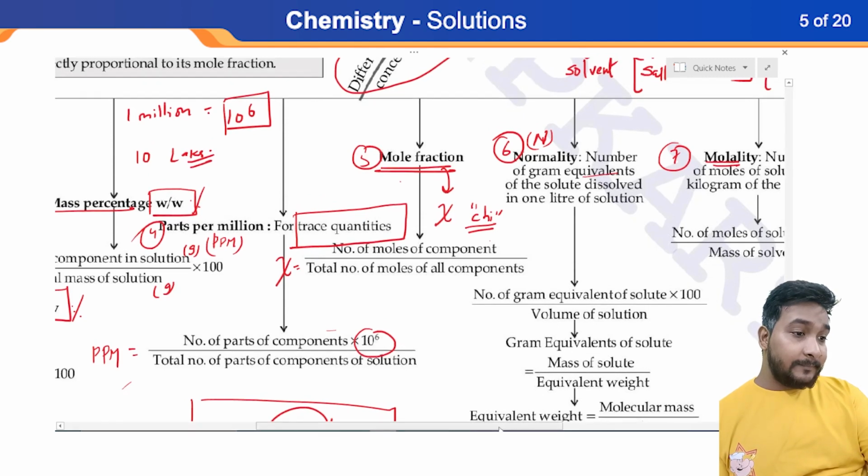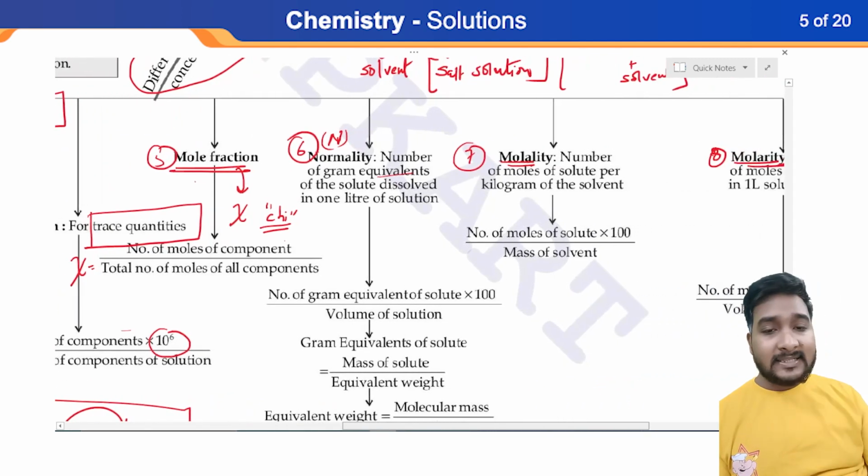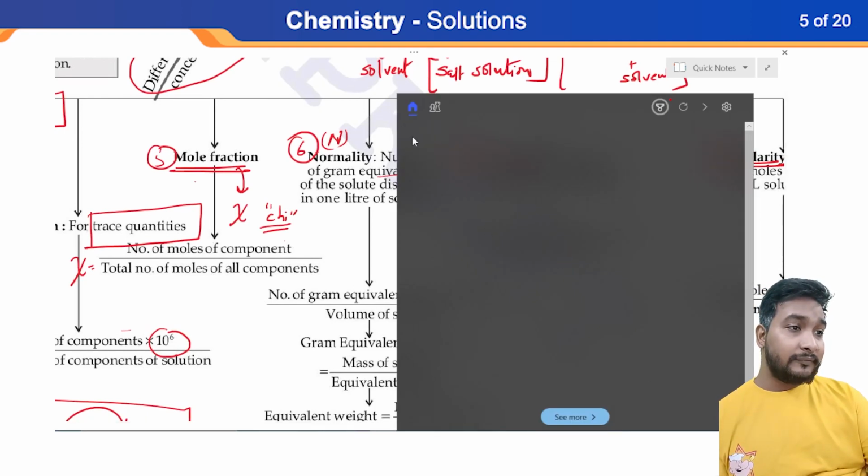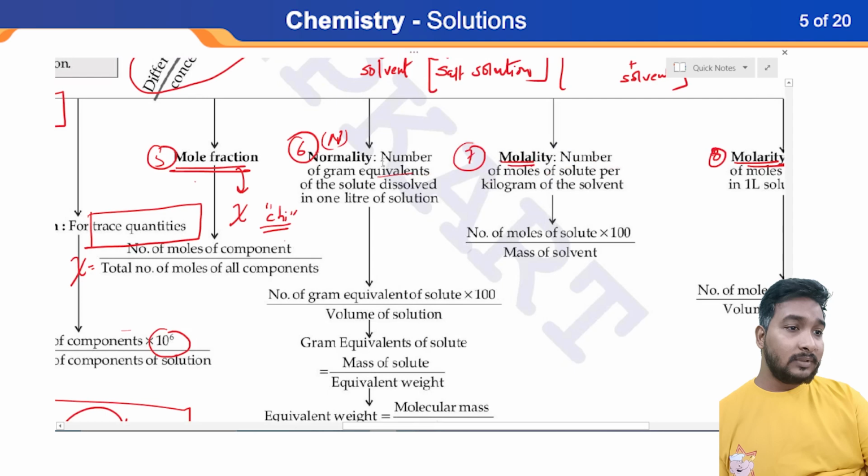Now another one, that is normality. Normality is a very unique method to find out the concentration of any solution, right? The statement is: number of gram equivalents of solute dissolved in 1 liter of solution.